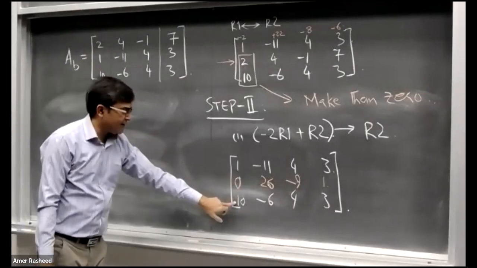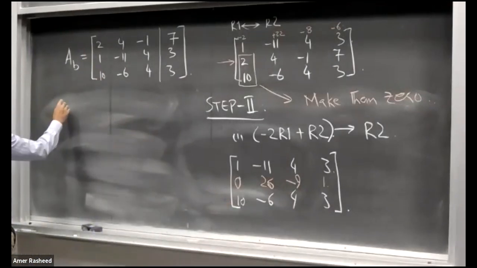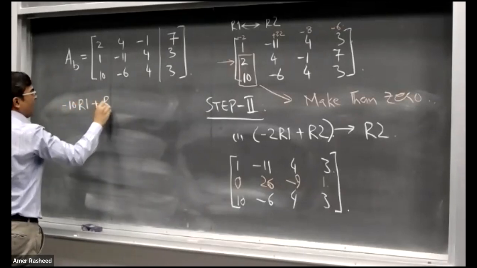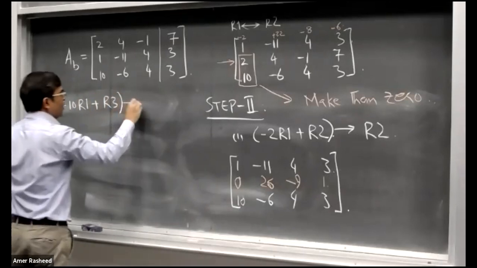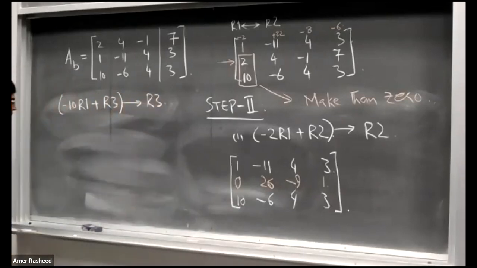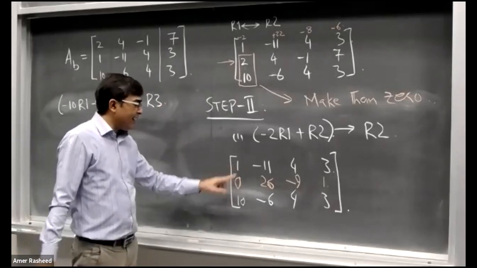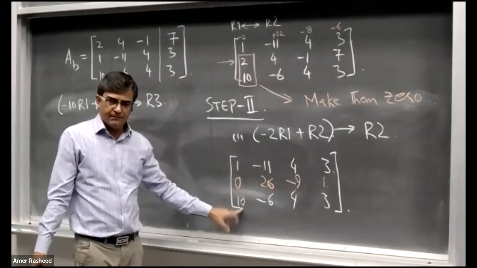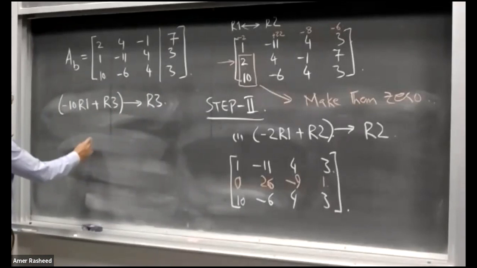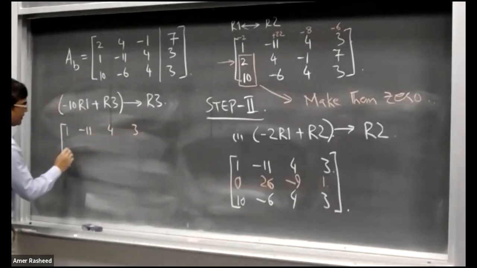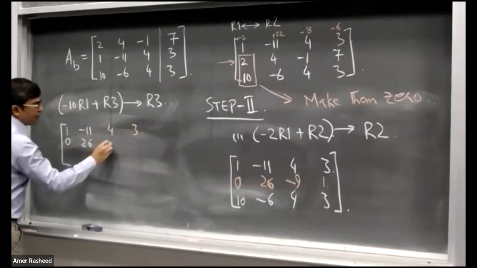Now we are going to make 0 here. What operation is needed? Minus 10 R1 plus R3. So what is going to change? R3 is going to change. We are multiplying row 1 with -10 and then we add it into row 3. So now what will you have here? Row 1 will not change: 1 -11 4 3. Row 2 will also not change. Okay, which row will change only?